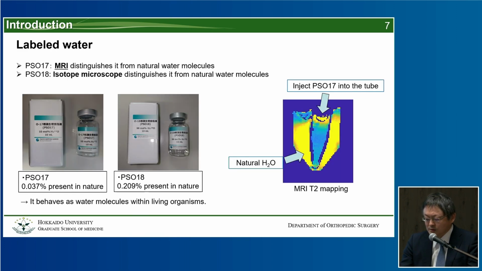Therefore, we thought that it might be possible to detect early cartilage degeneration by tracking water molecules using the 17O and 18O labeled water. Labeled water behaves as water molecules in living organisms, and as Dr. Kameda also showed in this video, MRI can distinguish the labeled water from natural water. Hence, we applied this imaging technology to the articular joint, firstly in an animal model.